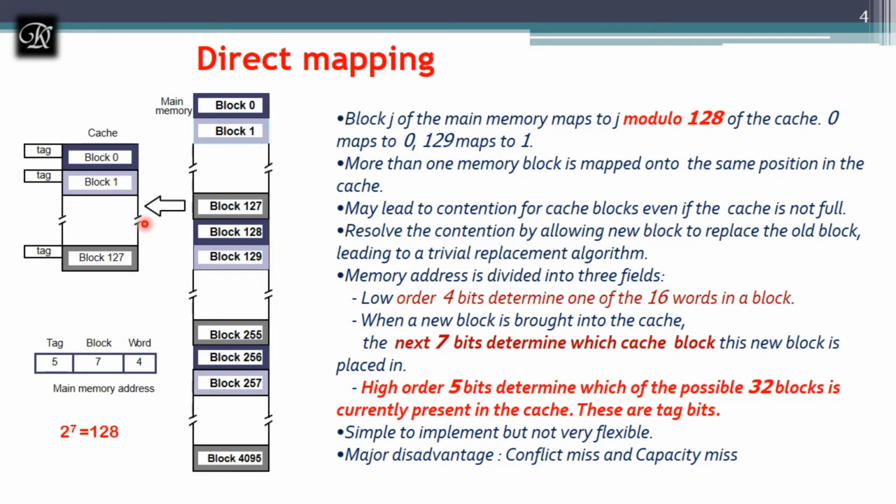For example, let me take 256. I want to place 256 in the cache. How can I decide where to place it? Let's take 256 modulus 128. I will get the value 0. When I get the value 0, where will I store it? I will store it at block number 0 over here. And if I take block number 4 from the main memory, again take the modulus with 128, the remainder will be 4. So I'll be storing it in block number 4. This is how direct mapping performs.